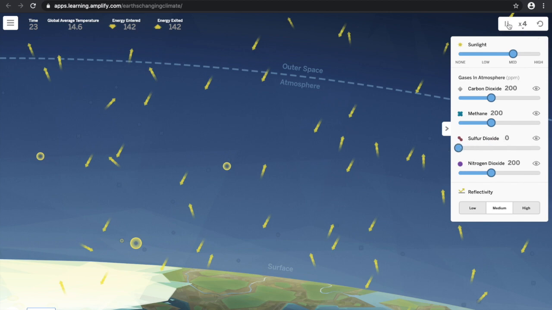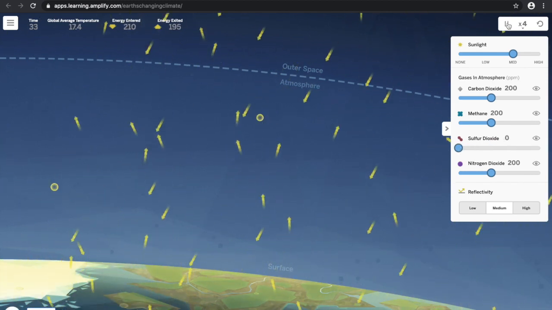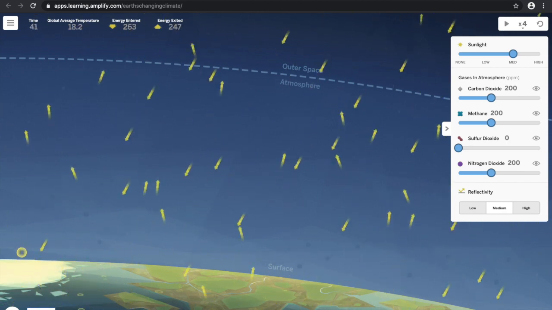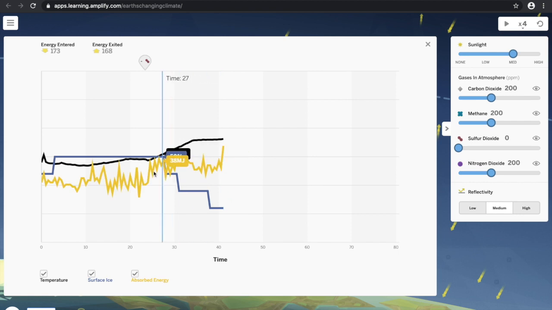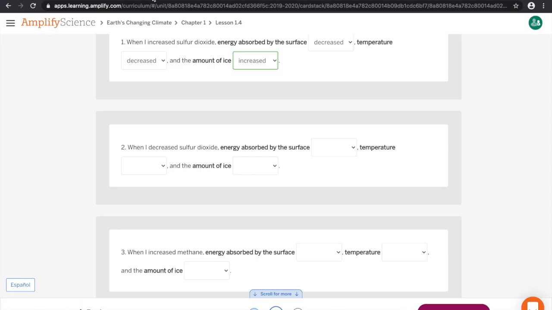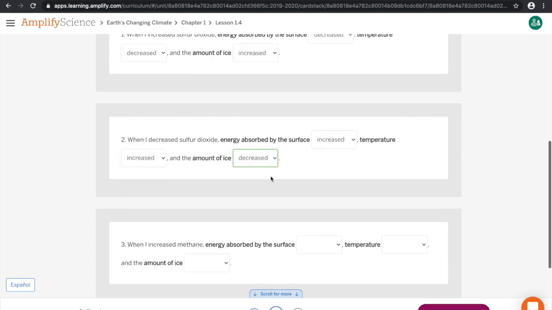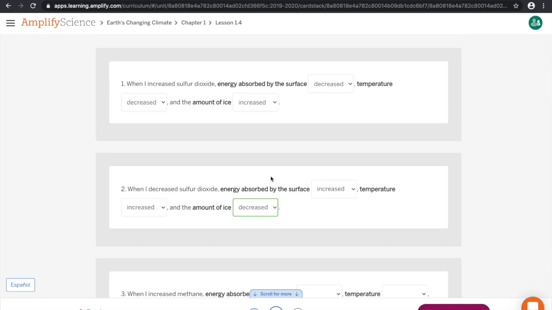Going the opposite way. All right, let's take a look at the graph. And again, my prediction was right. When we got rid of sulfur, we absorbed more sun, which would mean that the ice went down. So, when we decrease sulfur, energy increased, absorption increased, temperature increased, and ice decreased. So sulfur has the exact opposite effect as carbon dioxide.